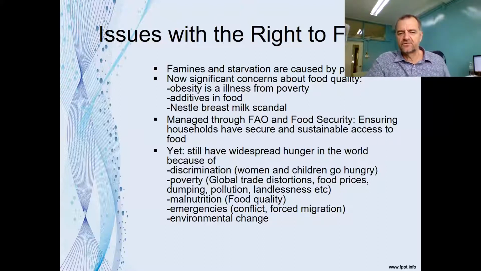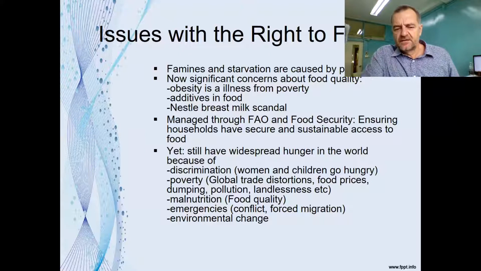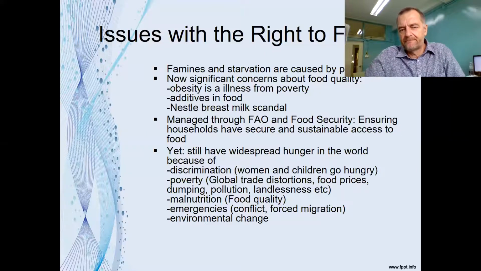This is all managed through the FAO and their idea of food security, which is also part of the reading. And then we also know that we still have hunger in the world because of things like discrimination. We won't go through this in detail, but also things like poverty, with trade and food prices going up and down, malnutrition or poor food quality or lack of access to food, through conflicts and emergencies, and also through environmental change, where food may not be available for some groups.